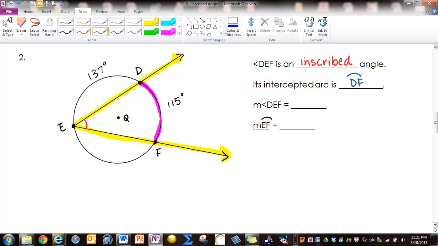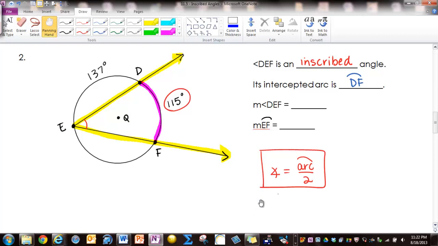Next, we're asked to find the measure of angle DEF. Now, angle DEF, we said, was an inscribed angle. So, using our little shorthand from before, the measure of the angle equals the measure of the arc divided by 2. And remember, we're going to use this little shorthand for all of our inscribed angles. So our arc is 115 degrees. We divide that by 2 to get the measure of the inscribed angle, which is right here at 57.5 degrees. So the measure of angle DEF is 57.5 degrees.